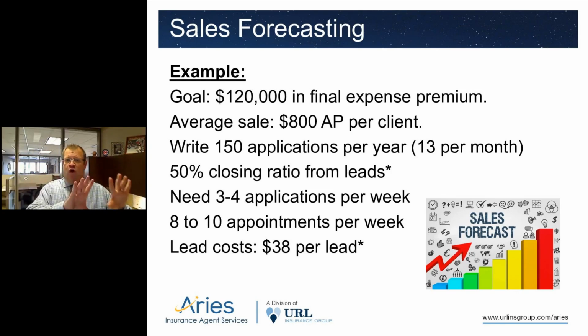You know that the goal is $120,000, or it may even be higher. Some of you may be $500,000 or $1 million producers. So you know your numbers, you know what you need to do. If you break it down into little chunks, okay, in order to hit this, I need to write 150 applications, which means I need to see about 300 clients a year to get that number of applications.